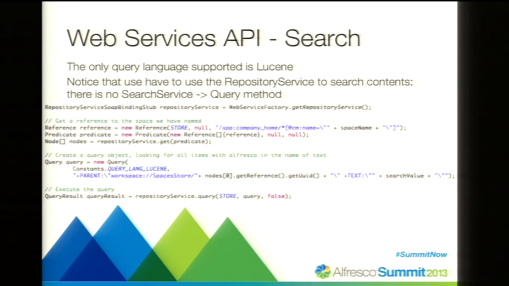So we don't need to execute a search and then take the node ref to execute the operation. Here we can use the reference object with the path of the node. We can set the predicate, and the predicate could include many reference objects. That's why you see the reference array. Then for executing a query, you need to build the query object and then execute the query method inside the repository service of the Alfresco Web Services API.